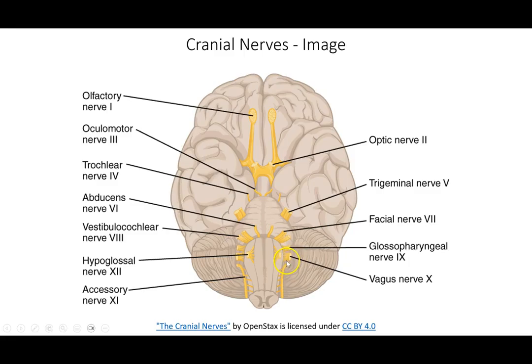But those are only, again, a few of all of the cranial nerves that we have in the body. All right, so there are some mnemonics to remember the nerve names.